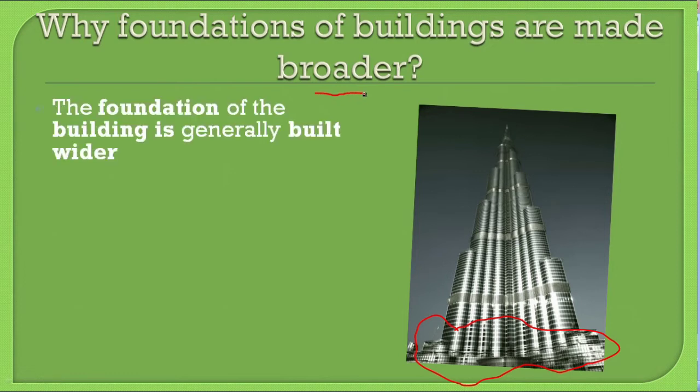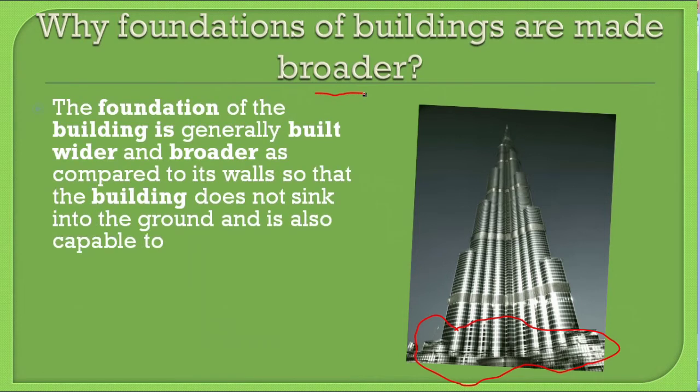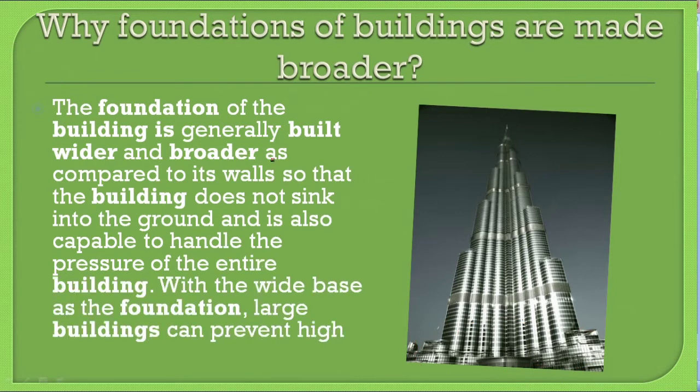Okay, so you can see here, the foundation of buildings is generally built wider and broader compared to its wall, so that the building does not sink into the ground and is capable of handling the pressure with the wide base. With the wide base, the area will be more. Area will be more means what will happen? Less pressure will be there. So large buildings can prevent high pressure. This way we can prevent the high pressure.